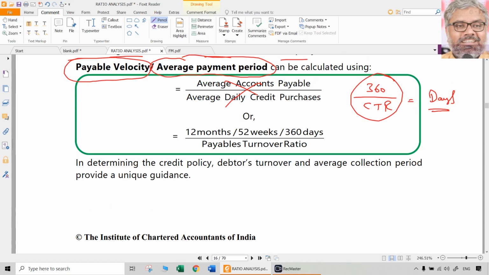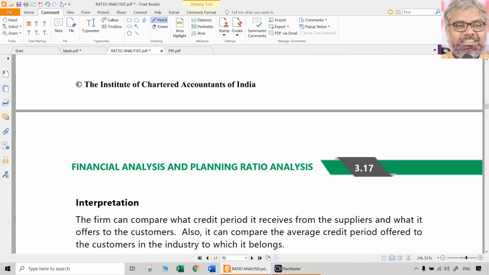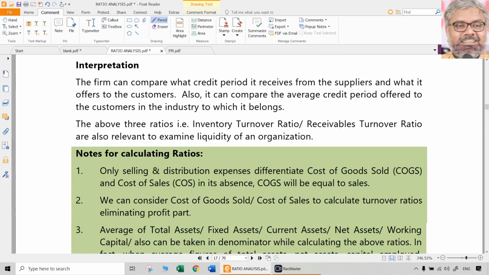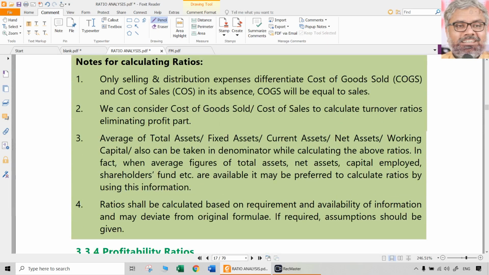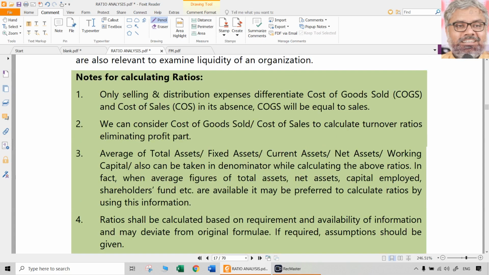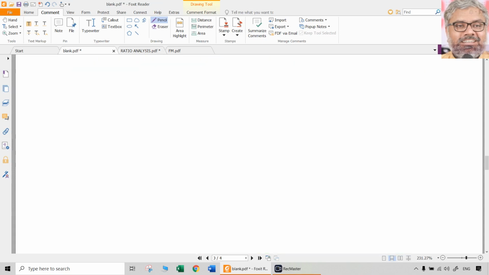You pay them not very frequently, you pay them after a little bit more number of days. That is a good thing. That's all. So that is the creditors turnover ratio. These are all various turnover ratios. And just to recapitulate quickly: the total assets turnover ratio, fixed assets turnover ratio, capital turnover ratio, current assets turnover ratio, working capital turnover ratio, inventory turnover ratio, debtors turnover ratio, creditors turnover ratio. These are all turnover ratios.